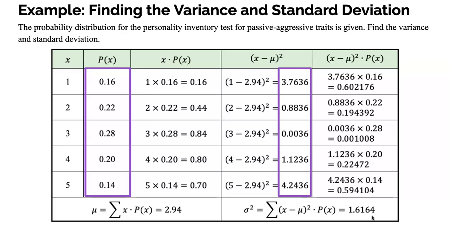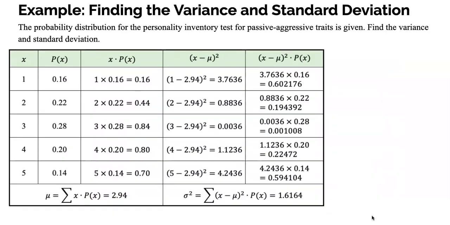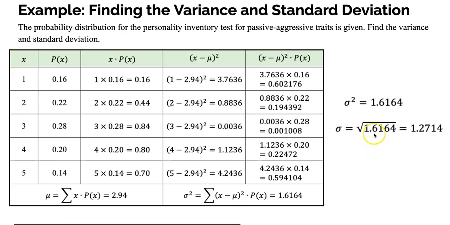But now let's talk about standard deviation, okay? So remember, variance just came out to be 1.6164, right? To go down to standard deviation, remember, we simply take the square root of that number. So standard deviation is going to be the square root of 1.6164, and it comes out to be 1.2714.